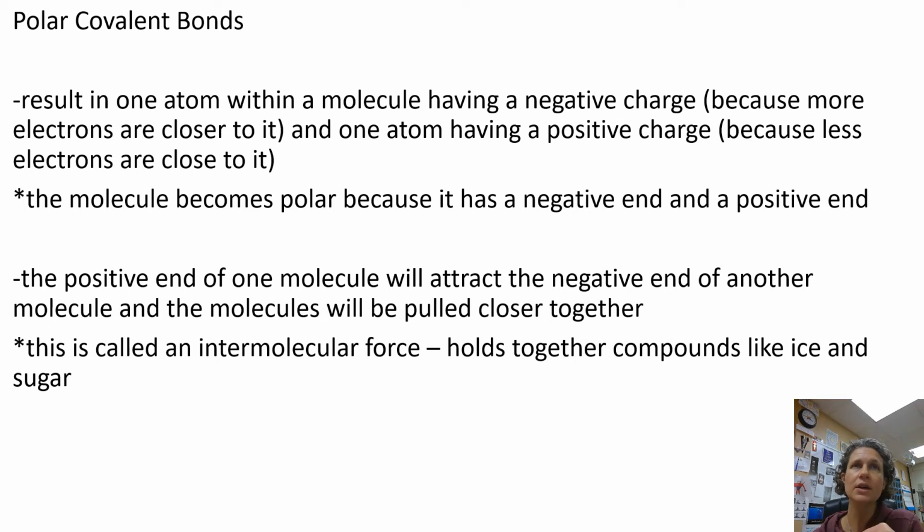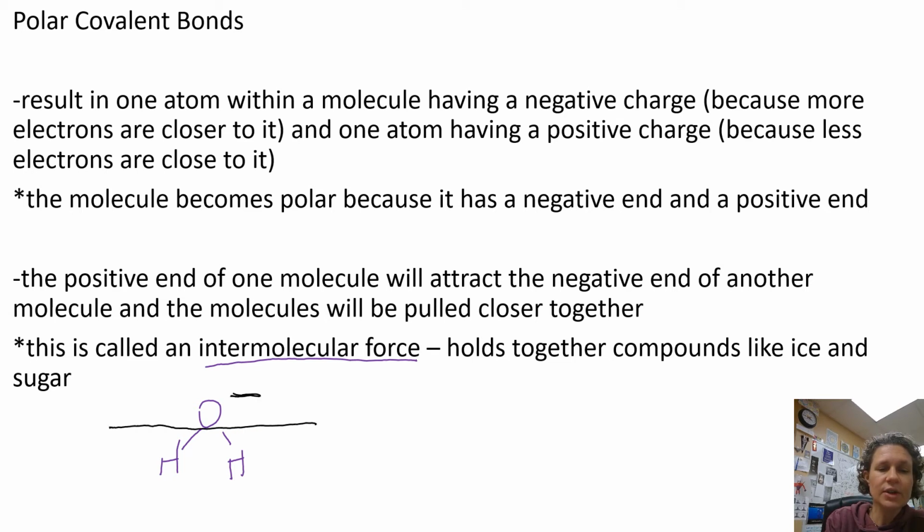Polar covalent compounds are very good at holding themselves together because the positive end of one molecule will attract the negative end of another, and then those molecules will be closer together. This is called an intermolecular force. It holds together things like ice, sugar, and water. So here's our water. If we drew water, you usually see it drawn something like this, with an O and 2 H's attached to it. Now, in water, there's a line that divides them. This is the negative region, and this over here is the positive region.